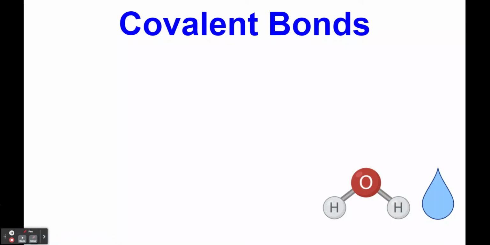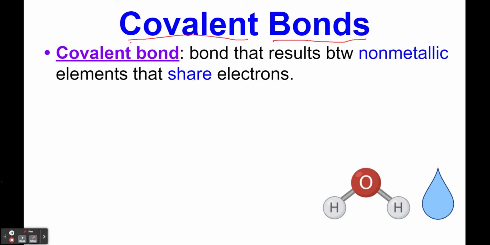Okay, so we are moving on from ionic bonds and ionic compounds to covalent bonds and covalent compounds. A covalent bond is a bond that happens between non-metallic elements, in which the elements are sharing electrons. Our ionic bonds were between metals and nonmetals. We're going to find covalent bonds being formed between non-metallic elements only. It's going to be a sharing of electrons, whereas in ionic bonds, one element, the metal, gave away electrons, and the non-metal accepted them.